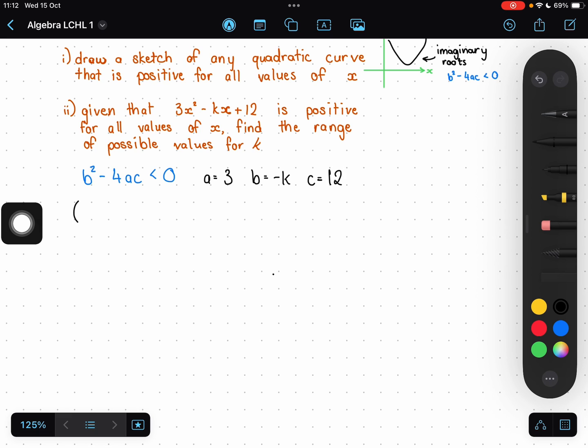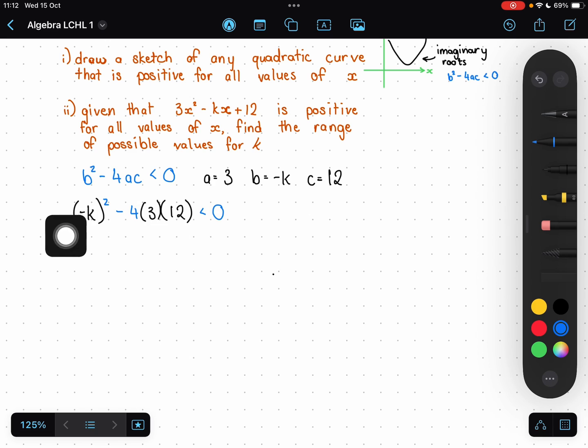So b is going to be minus k, and that has to be squared, minus 4 times a, which is 3, times c, which is 12. So what does k have to be for that to be less than 0 is what we're going to be looking at. Let's simplify this.